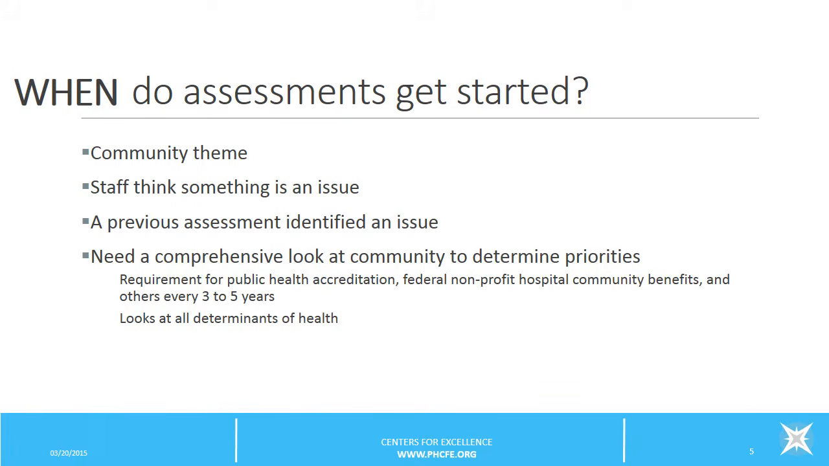And then periodically, public health and others need to conduct a comprehensive assessment looking at the community's health to determine priority health issues. We then look at all determinants of health, so we can choose together some key issues we want to improve. This comprehensive community health assessment is a requirement for public health to apply for national accreditation.